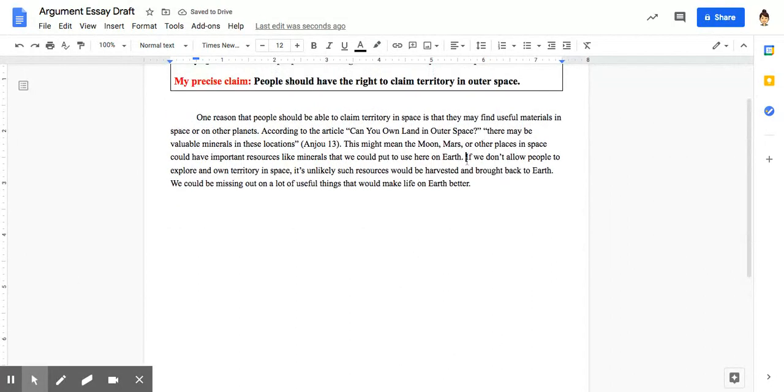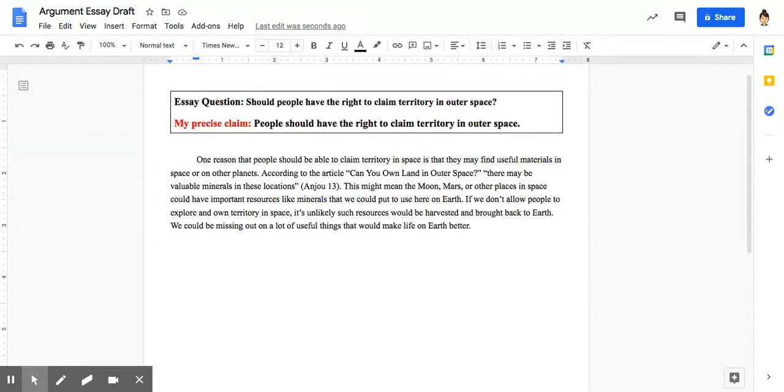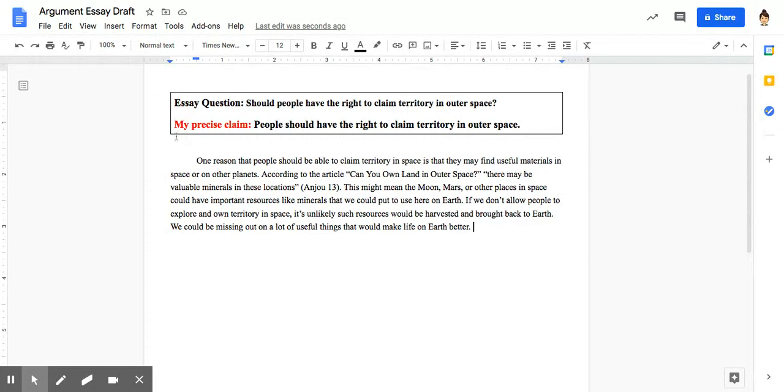So here's my analysis, my couple of sentences. Sometimes if you think about your analysis as an if we don't do something, then what's going to happen? An if-then sentence sometimes works really well for your analysis. So I started my analysis with that. If we don't allow people to explore and own territory in space, it's unlikely such resources would be harvested and brought back to Earth. We could be missing out on a lot of useful things that would make life on Earth better. Now if you look at my paragraph, this is my first body paragraph of my essay.